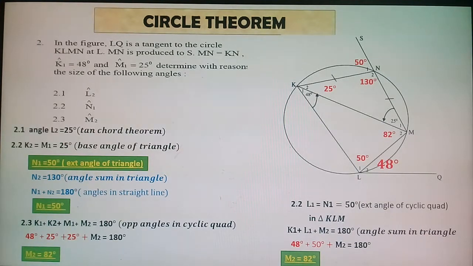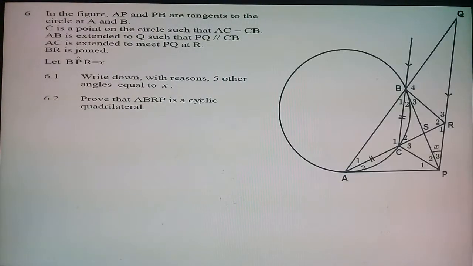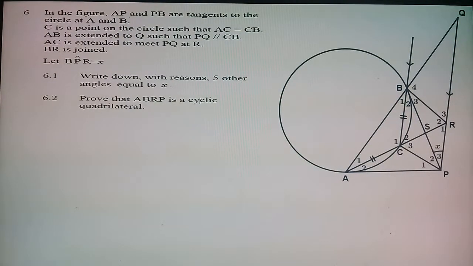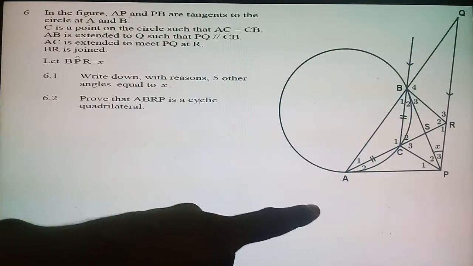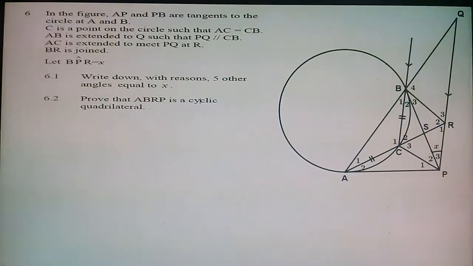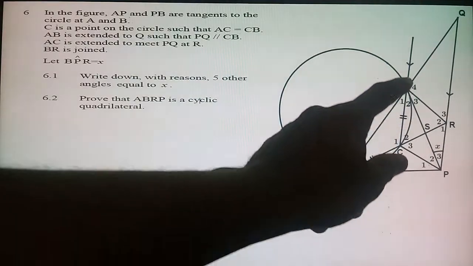Okay, now let's just do another example, still on cyclic theorems. Are you ready for the second one? Okay, here we're given that in the figure AP and BP are tangents. This is our AP and this is our BP. A and B are on the circle. C is a point on the circle such that AC equal to CB.